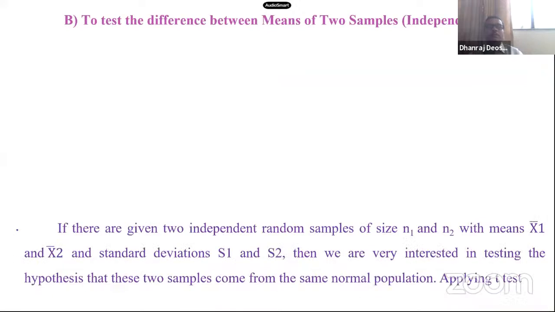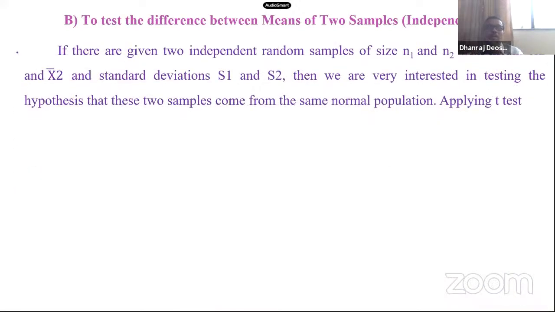Now, second category, to test the difference between means of two independent samples. Suppose there are two different populations, or the same population, but your samples are two different. In the case of a two sample test, we first have to find out the means for the two samples separately, mean 1 and mean 2. Then we compare the mean of one sample with the mean of the other sample. That is called a two sample test and nothing else.